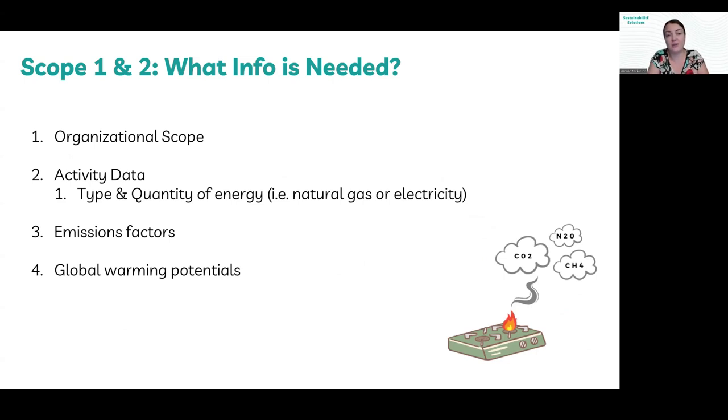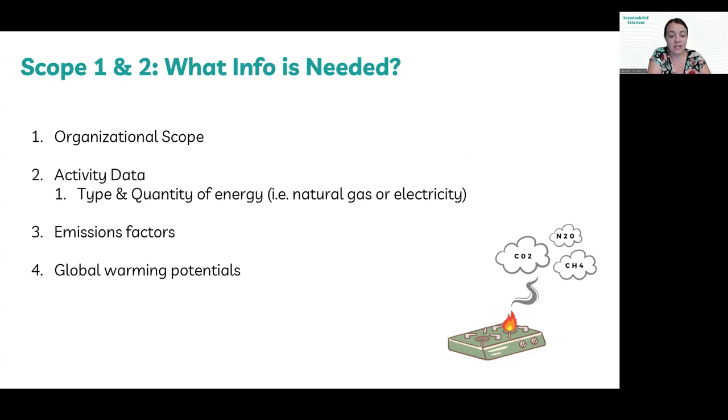The first thing to do is to set up that organizational scope. So what facilities, what kind of transportation is our business using? How much electricity are we importing? Then you're going to need that activity data, and that's going to come directly from your utility bills. So the type and quantity of energy, for example, natural gas or electricity, that's considered your activity data.